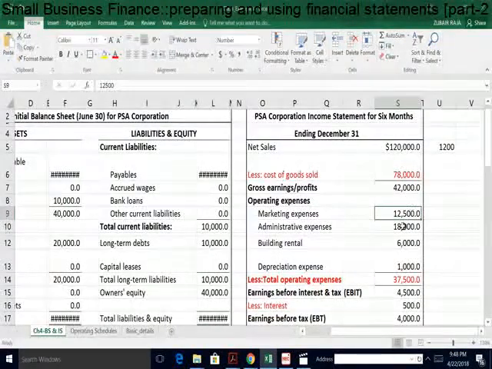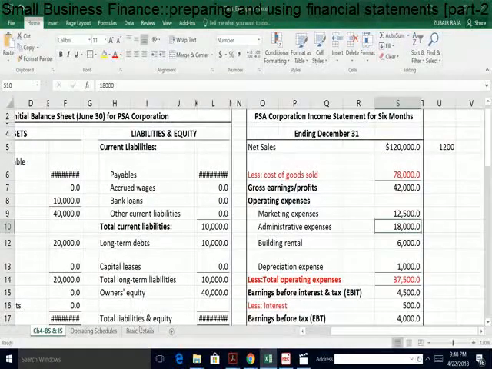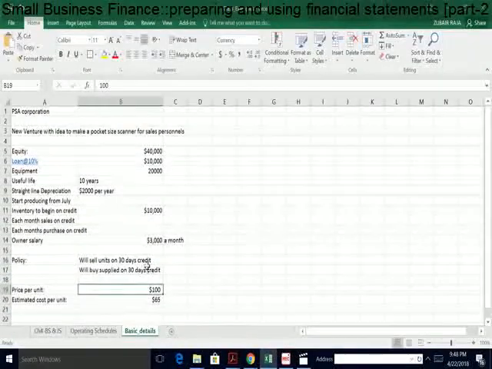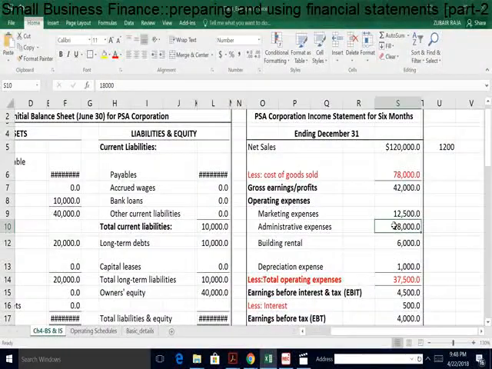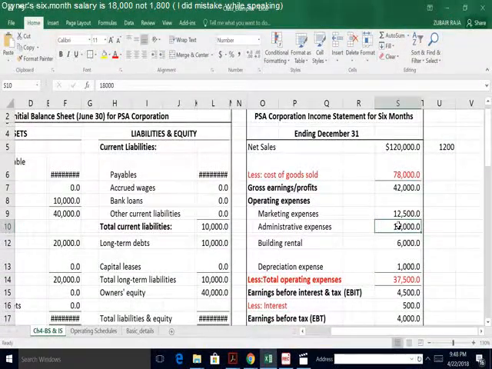Then there is an administrative expense. Remember from the previous video, the data is this, that there will be a $3,000 salary per month for the owner. Because this is the income statement for 6 months, if you multiply 3,000 salary with 6, it means that for each of those 6 months the owner kept getting his salary of 3,000. So if you multiply 3,000 with 6, you will end up getting 18,000, which is the administrative expense. It is actually the salary which the company has paid to the owner for working 6 months.